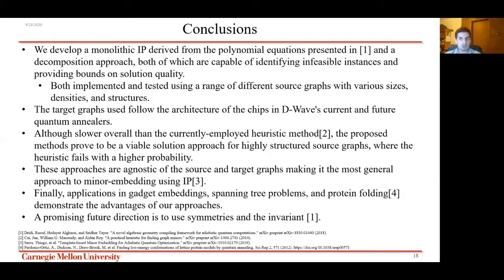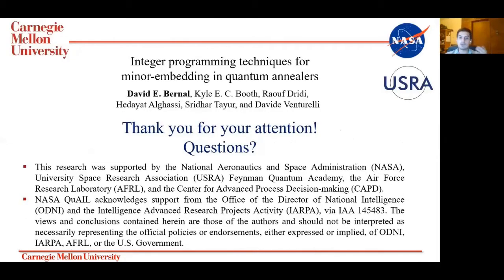So finally, we showed some applications, some gadget embeddings. For the sake of time, I skipped some spanning tree problems for communication, but they're in the paper. Protein folding, and a promising future direction is taking advantage of symmetries that appear in the target graphs. We will lose generality by not addressing any graph, but we can gain a lot in terms of performance. Thank you, and if you have any questions, please let me know.